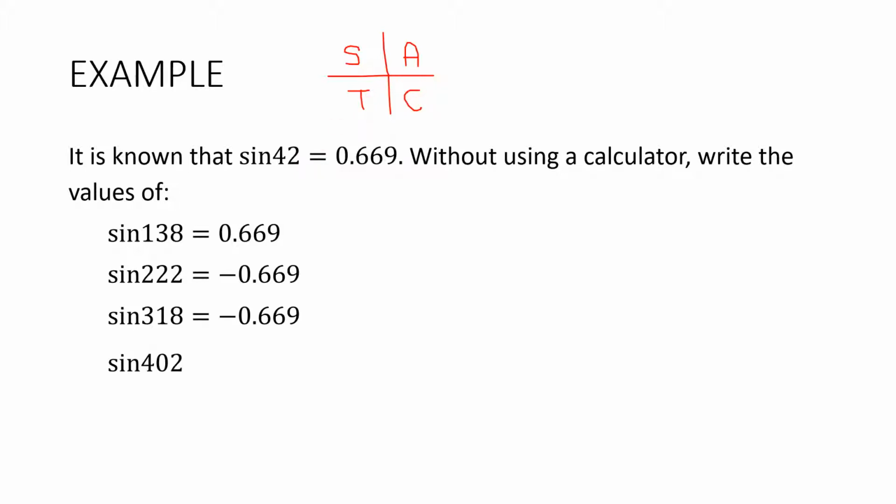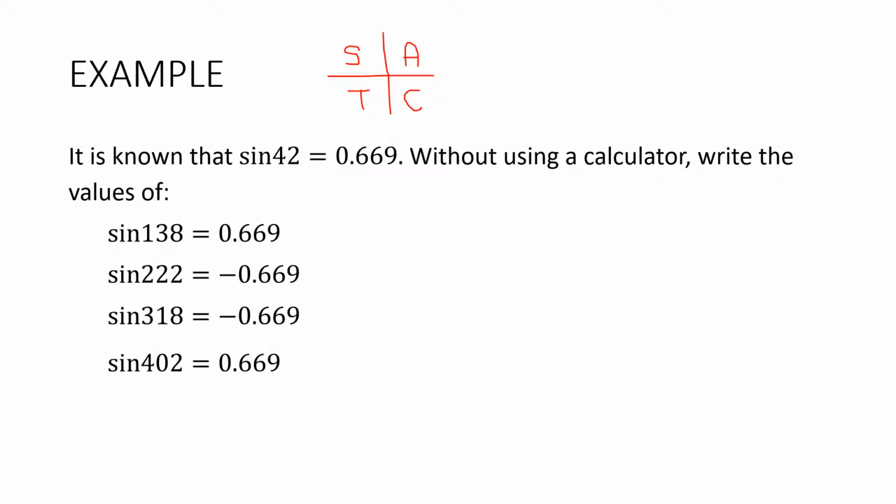And I've just thrown in a curly one. Sine 402. Now that's sitting up in here. This is 360 plus 42 gives us 402. So we're back in the first quadrant. So in that case it's going to be equal to sine 42, which is 0.669.